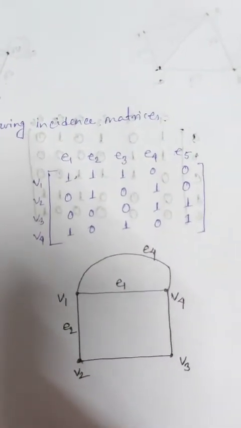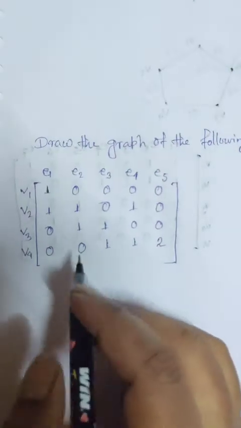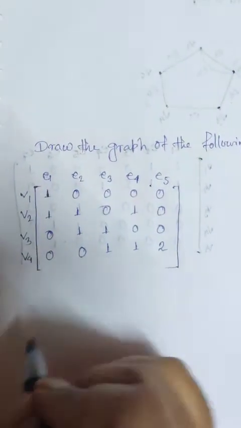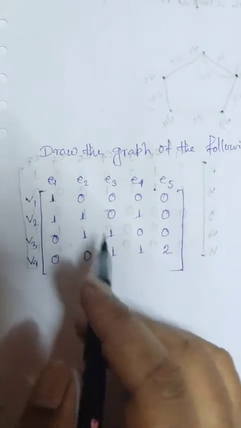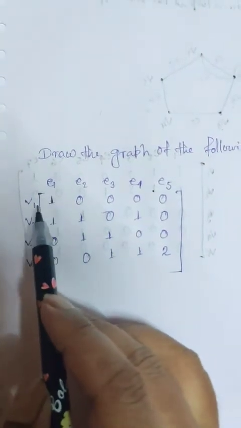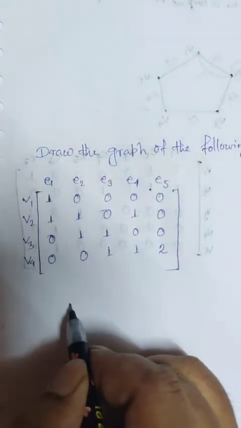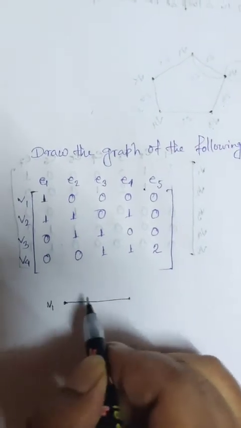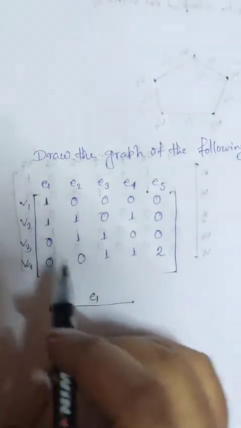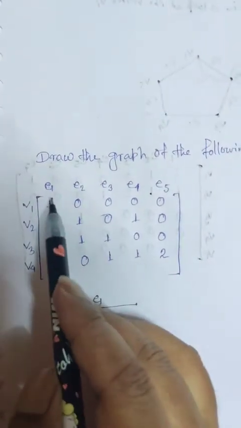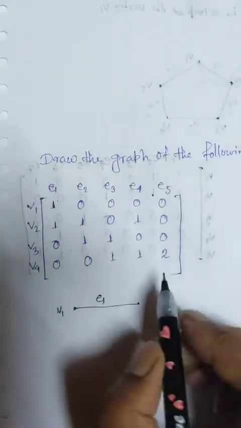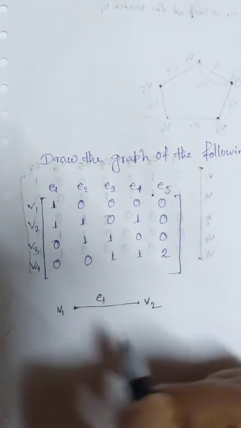And now I will show you another one, that is this matrix, that is here E1, E2, E3, E4, E5 and V1, V2, V3, V4. So now to draw this graph, first V1 is incident with E1, so you can draw that V1 is incident with E1. And you can see here that the edge E1 is also incident with V1 to V2. So you can plot V2 here.